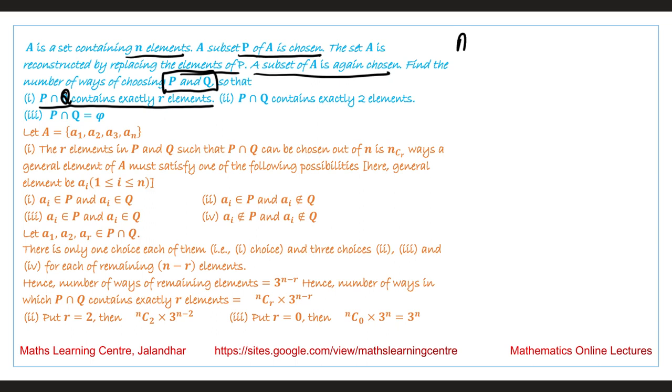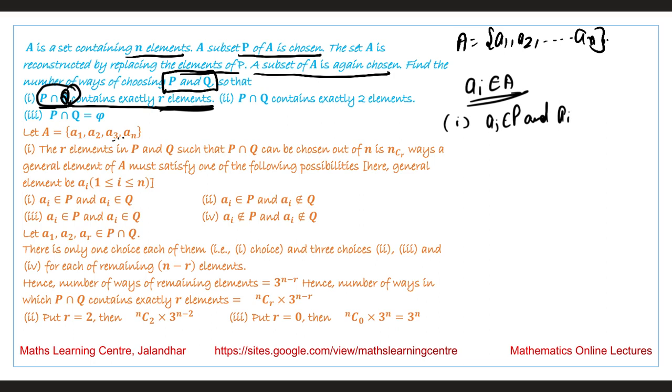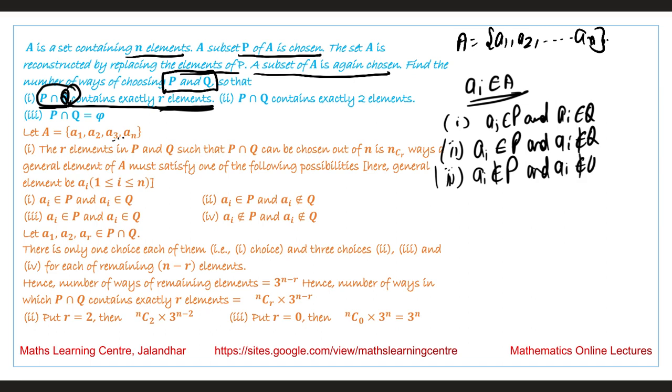So suppose the set A has the elements A1, A2, and so on up to An. It has these n elements. Now we are talking about the case that P intersection Q contains R elements. If we take any particular element Ai belonging to A, we have 4 cases. First case is that Ai belongs to P and Ai belongs to Q. Second, Ai belongs to P and Ai does not belong to Q. Third, Ai does not belong to P and Ai does not belong to Q. And fourth, Ai does not belong to P and Ai belongs to Q. We have these 4 cases for any element Ai in A.